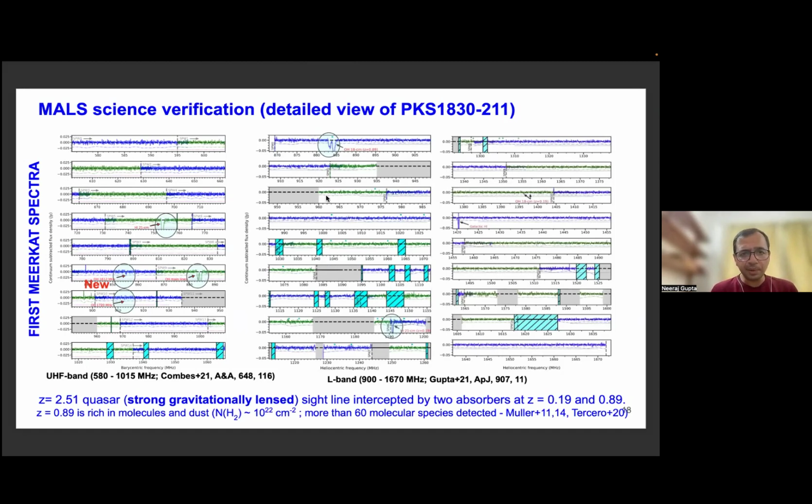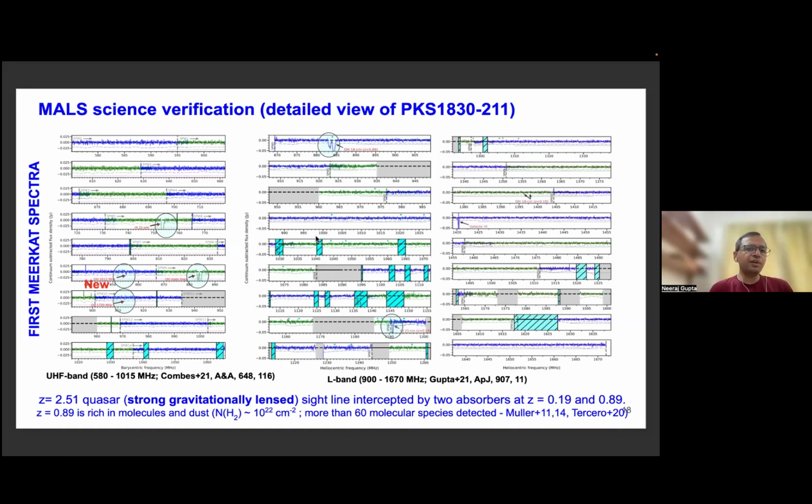And then there are some blocks that are marked here. That's where we have strong radio frequency interference. But you can see by and large, there are large chunks, especially in the UHF band, which are completely devoid of RFI. This particular sight line was chosen as our first target because it already had a couple of absorbers detected towards this, which are marked here as circles in this case.